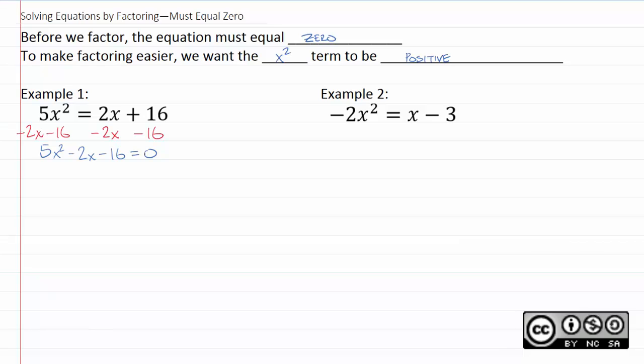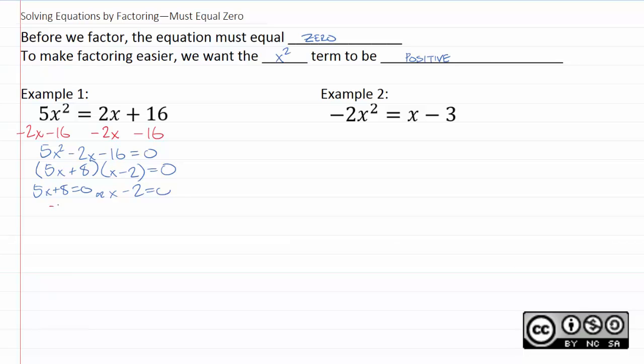Now we have 0 on one side, and now we are able to use the zero product property. I'm going to factor this. I'll leave the factoring to you, but it factors into 5x plus 8 times x minus 2, and this will equal 0. And now that means 5x plus 8 equals 0, or x minus 2 equals 0.